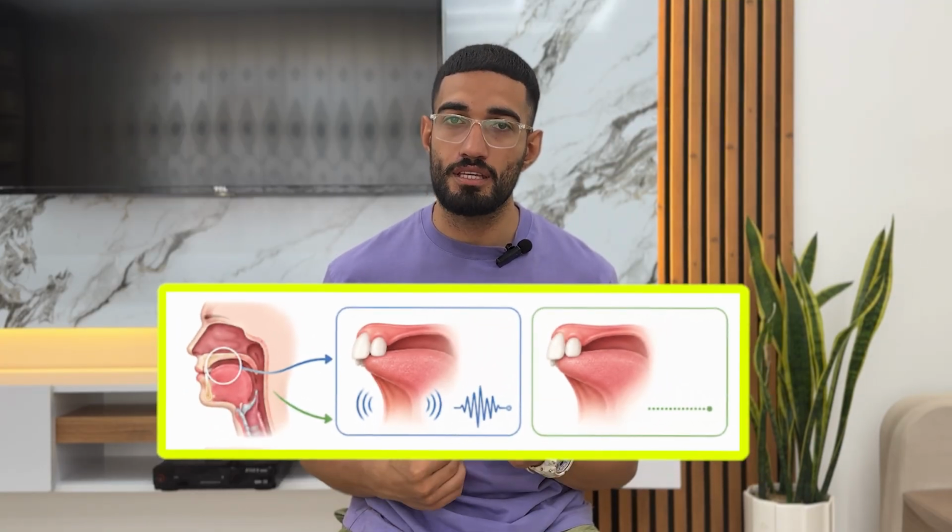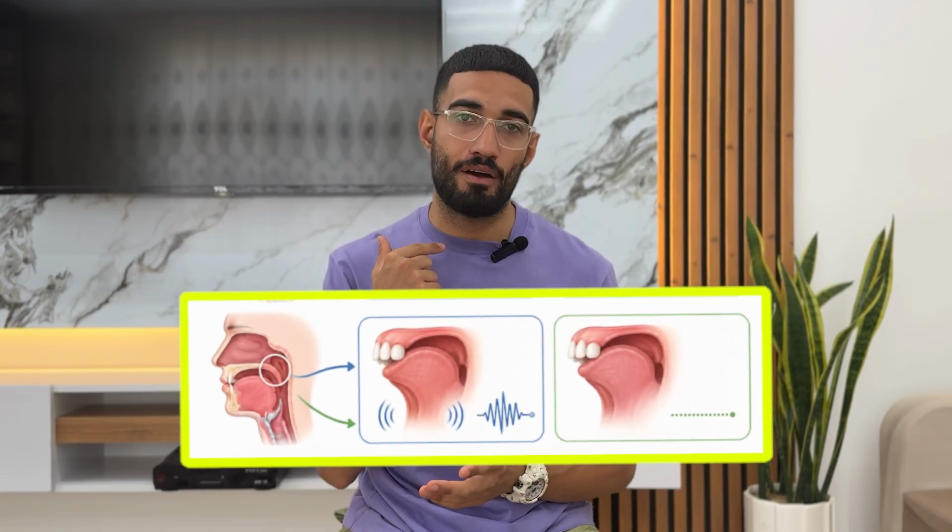T and D. Tip of your tongue touches behind the teeth. K and G, made in the back of the mouth. So pay attention to where the sound happens, how long the air flows, whether your voice vibrates or not. These little details make your pronunciation sound natural and American sounding.